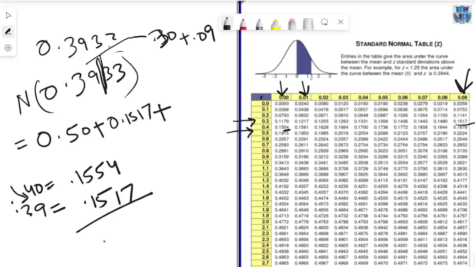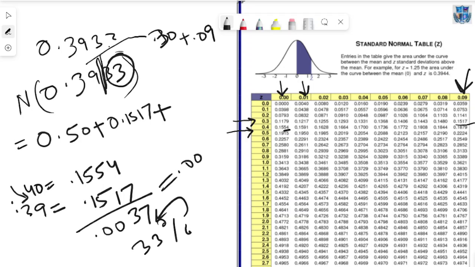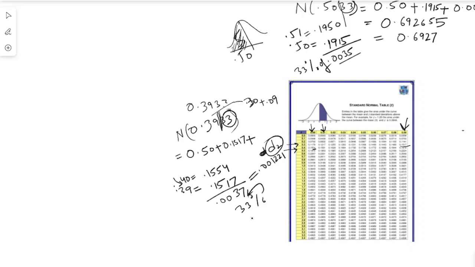Now just get the difference of both the values. It is going to be 0.0037. Right? Just check it up. 0.1554 minus 0.1517 is 0.0037. Now you have to take the 33% part because the component over here is again 33. So you have to take the 33% part of 0.0037 and that will come out to be 0.001221.